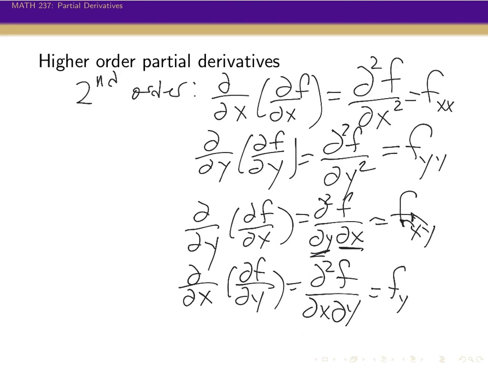And that would be f_yx. And so there's different ways to go, and then we could keep going from here. And so these are our second order partials.